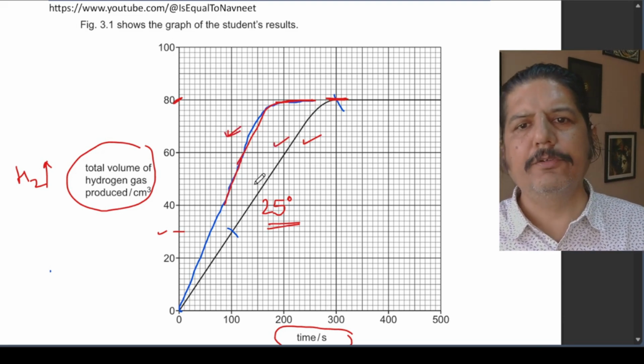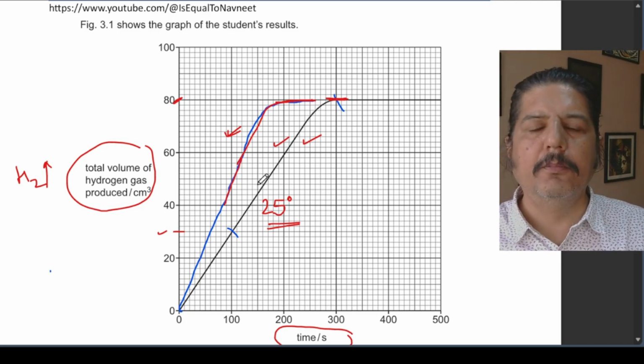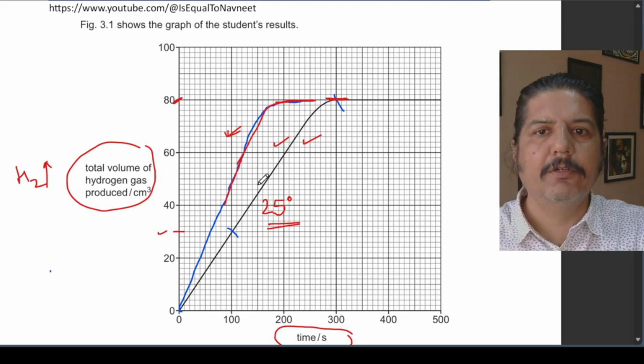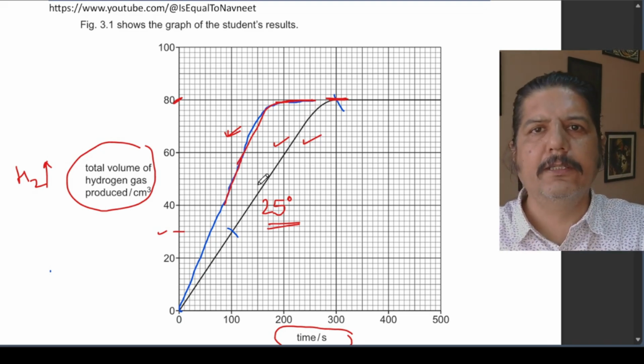I want to show you another question which is not a graph-based question, but will emphasize this point. Let's have a look at that question also, and then we'll come back to another graph-based question.